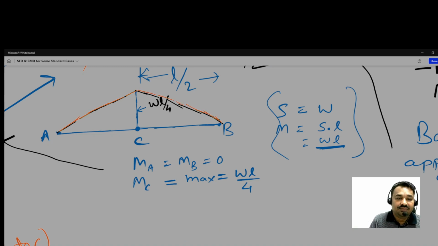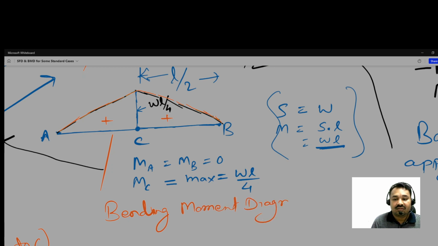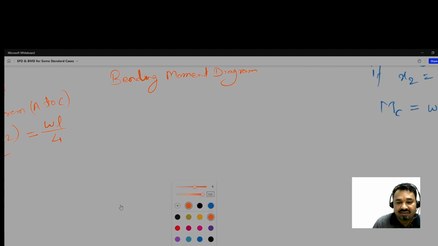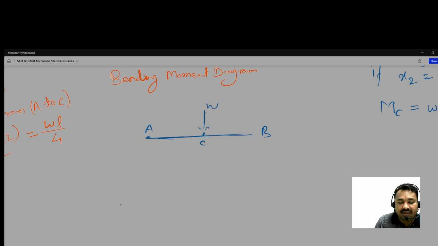Okay. So this is positive, and it is what this whole figure is for the bending moment diagram. So ultimately, based on our calculations, what are we going to summarize? This was the beam AB, with a load W acting at C, supports here, VA, and at B, RB.